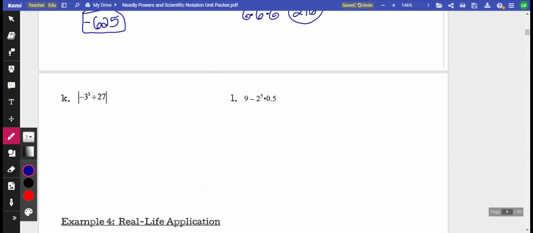All right, letter K, the absolute value of -3 to the 3rd power divided by 27. Again, I want to solve using the order of operations. Parentheses, exponents, multiplication or division, whichever comes first, addition or subtraction, whichever comes first. -3 to the 3rd power is -3 times 3 times 3. Again, the negative only goes to one of them because it's not in parentheses. I'll divide that by 27, and this is the absolute value symbols.